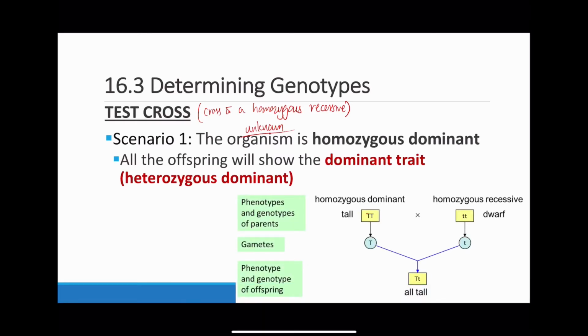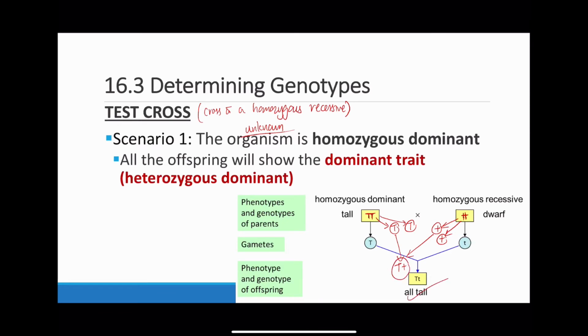If the parent is big T big T for the unknown one, and the small t is the one that you can control, this is the known one. When you cross it out, you realize that this parent can only produce the big T gamete. This one can only produce the small t gamete. And regardless of how the random fertilization works, 1, 3, 1, 4, 2, 3, 2, 4, all the offspring here will end up with big T, small t. And therefore, all the offspring will show the dominant trait.